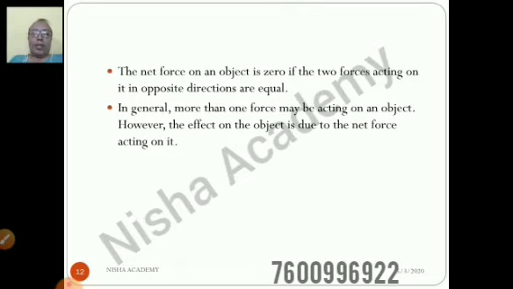So in general, more than one force may be acting on an object. It indicates that an object can be under the influence of one force, two forces, or more than two forces. But the final effect on the object is due to the net force acting on it. So this is what we had learned in the previous class.